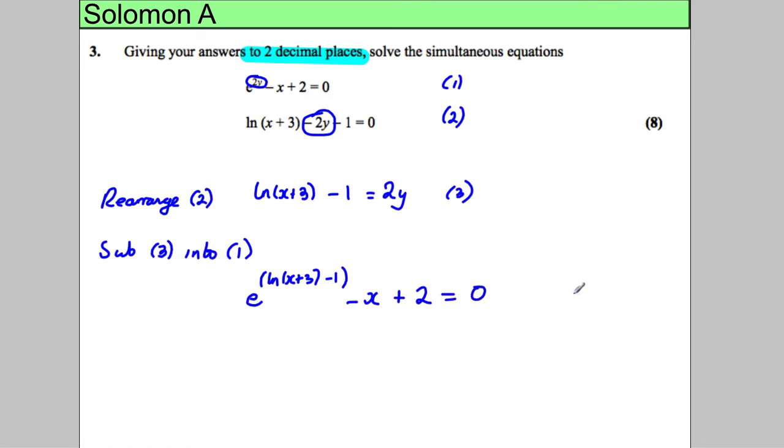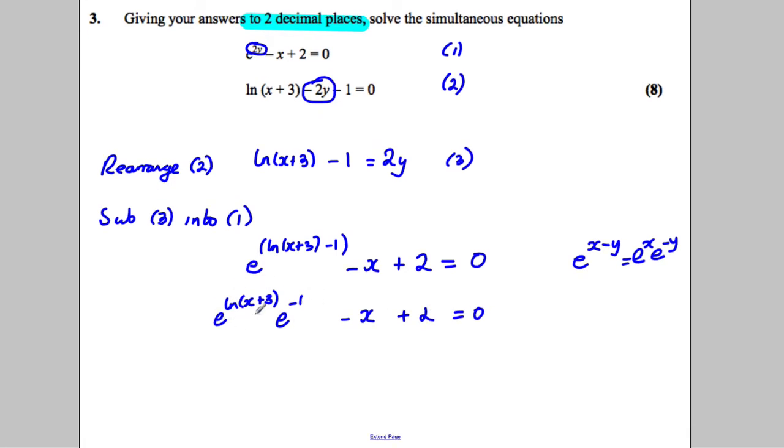Now, you should know that e to the power of x take away y is e to the x multiplied by e to the negative y. So I could split this into e to the ln of x add 3 multiplied by e to the negative 1, take away x, add 2 is 0. And then this would just be x add 3. So this would be x add 3 multiplied by e to the negative 1, take away x, add 2 is equal to 0.